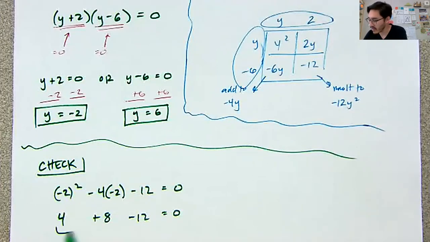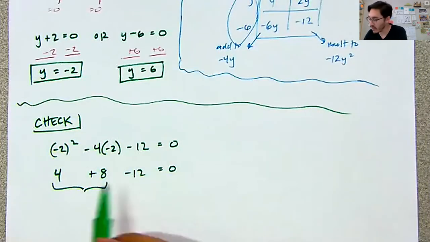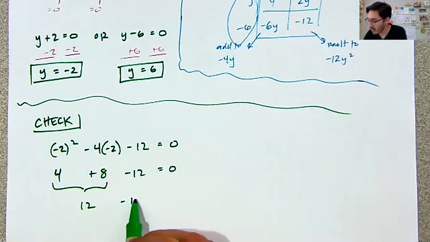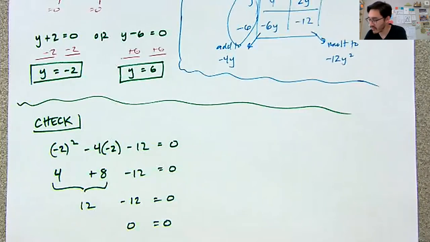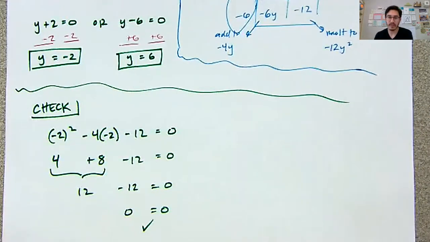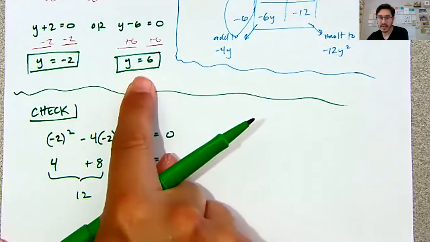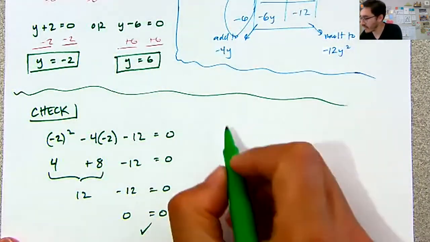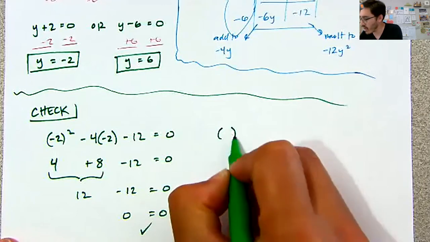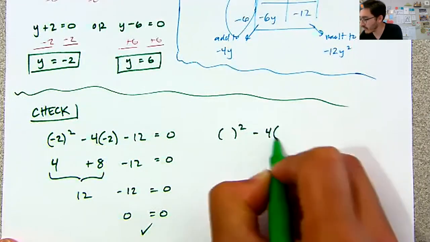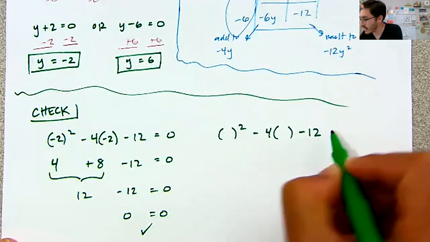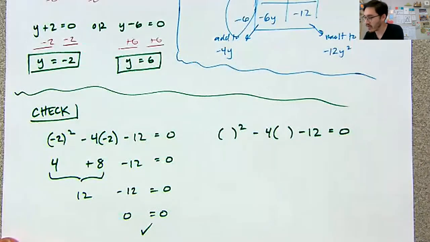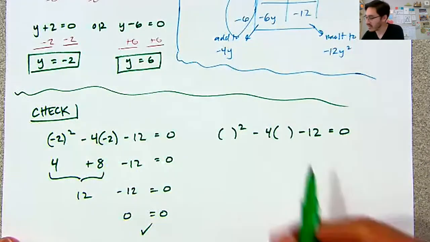4 and 8 adds up to 12. And then we're going to subtract 12. And yes, 12 minus 12 is 0. So we can see that the first solution we got actually works. And then we'll test out the second solution. The original equation was y squared minus 4y minus 12 equals 0. And then let's test out 6.